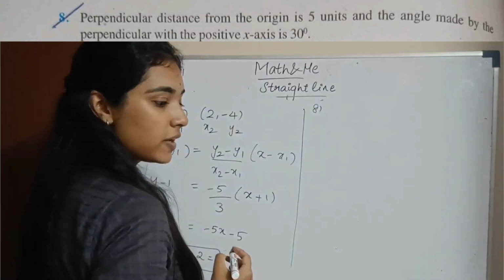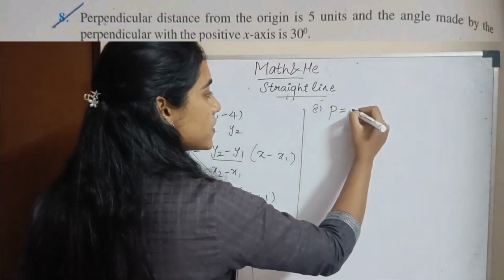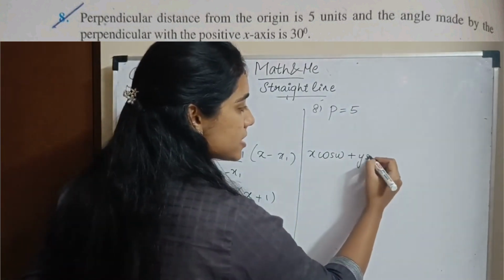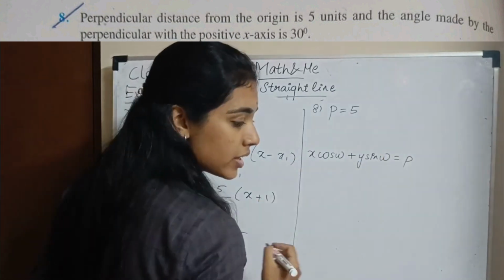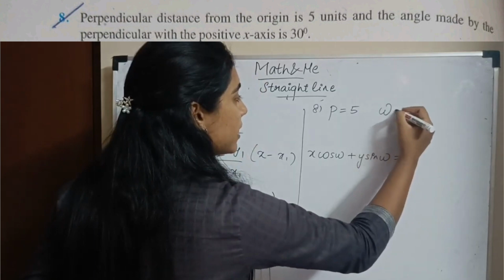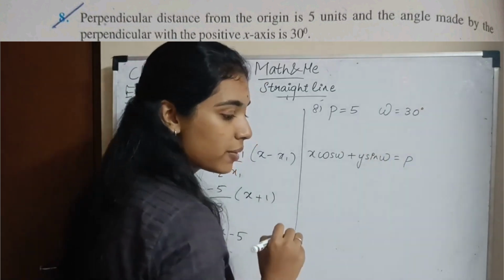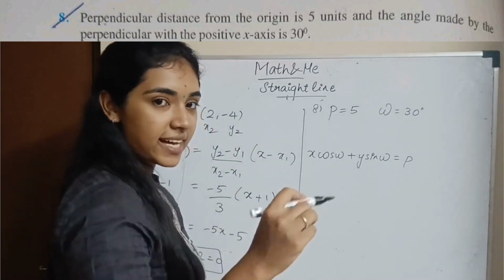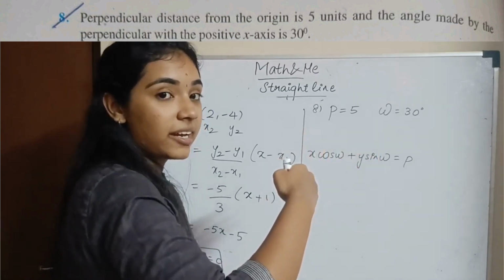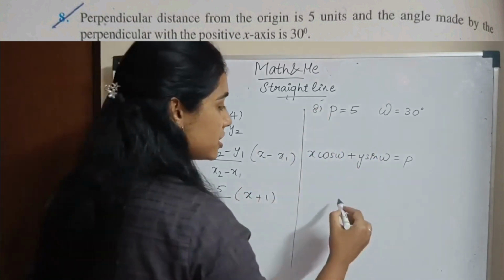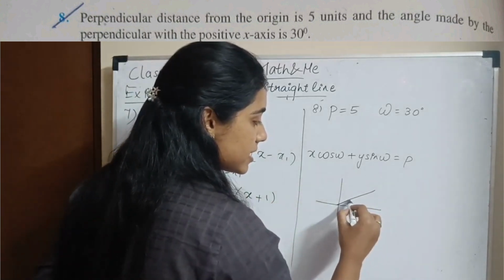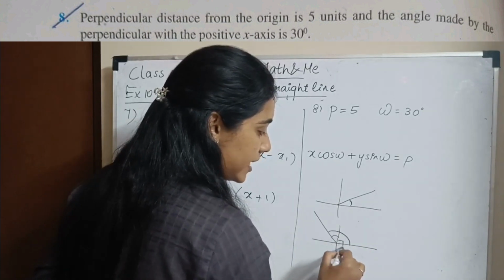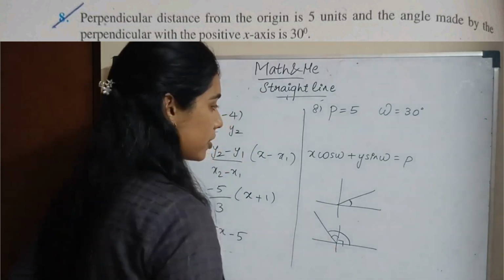The 8th question: perpendicular distance from the origin is 5 units. So this is the normal form. You remember what the equation is? x cos omega plus y sin omega equals p. And what is given? Omega is 30 degree. The angle made with the positive x-axis is 30 degree. Please be very careful whether they have given the angle made from the x-axis or from the 90 degree line, from the y-axis. So be very careful when you're reading the question. If it is from the x-axis, this is 30 degree. If it is from the y-axis that is 30 degree, then the whole angle is 90 plus 30 degree. So don't miss this, okay? It is very important. Read the question.